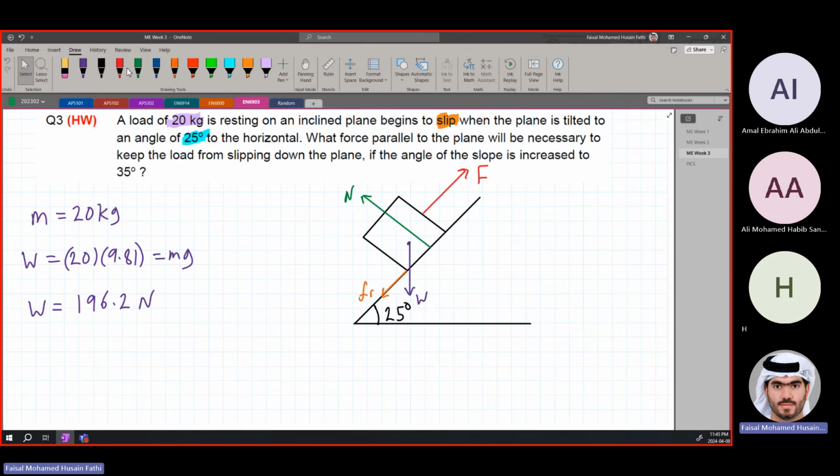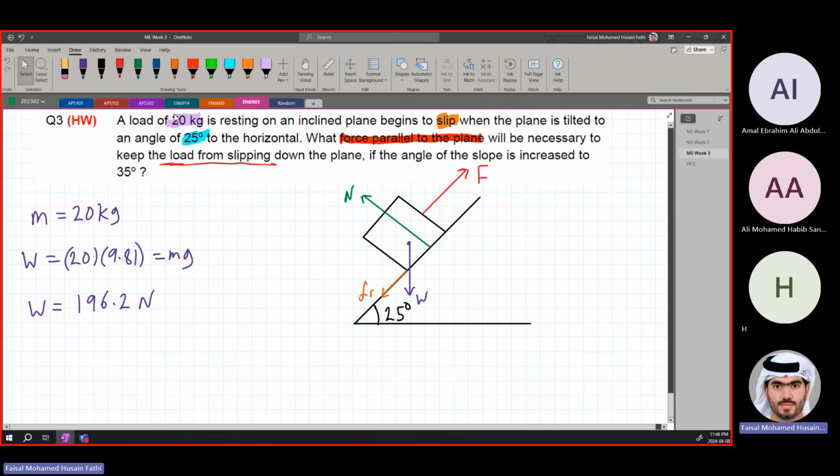But here it says something very important. What force parallel to the plane will be necessary to keep the load from slipping? Keep the load from slipping. What does that mean? It means we don't want the load to slip. We don't want there to be slippage, it's not overcoming friction and falling. Okay, that's what this means. So we need this force to be keeping this thing stationary at all times.